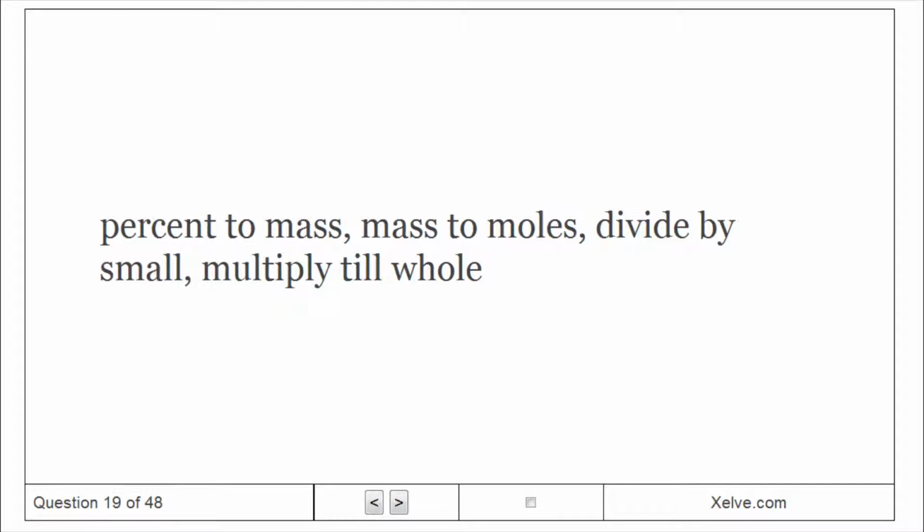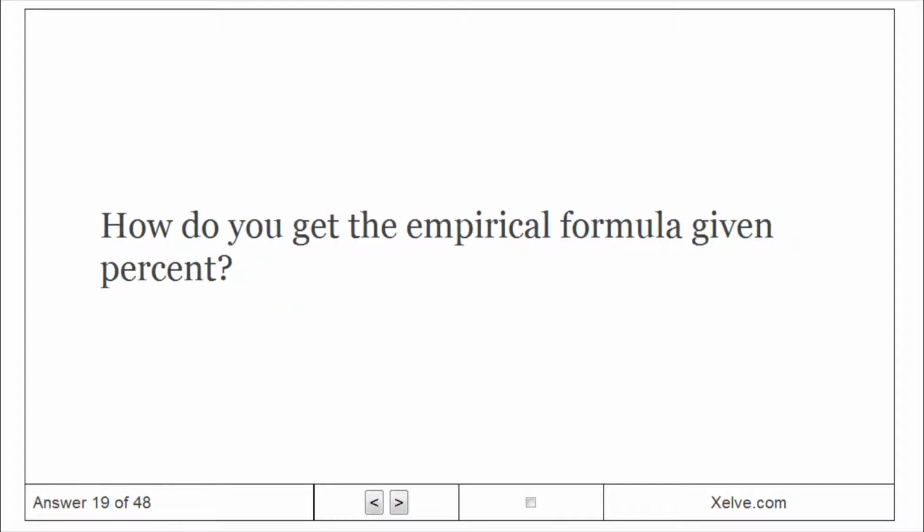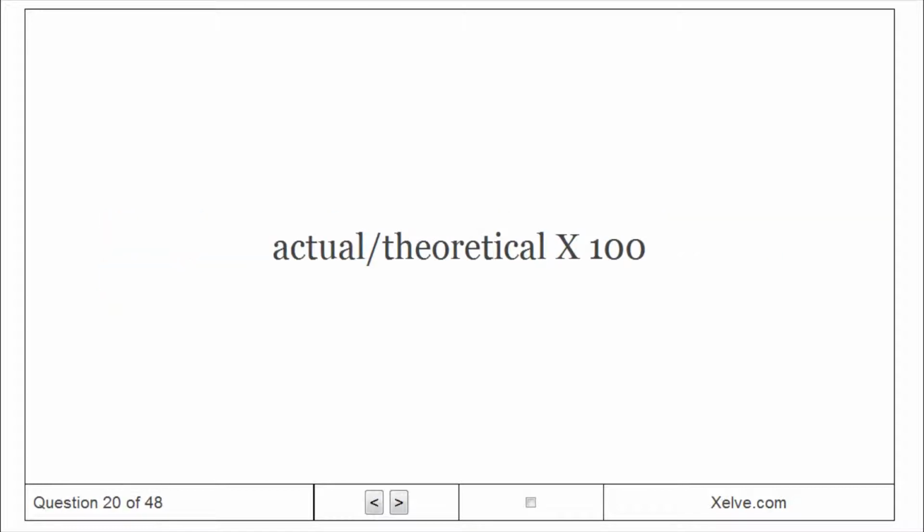How do you get the empirical formula given percent? Percent to mass to moles, divide by smallest, multiply till whole. Percent yield equals actual over theoretical times 100%.